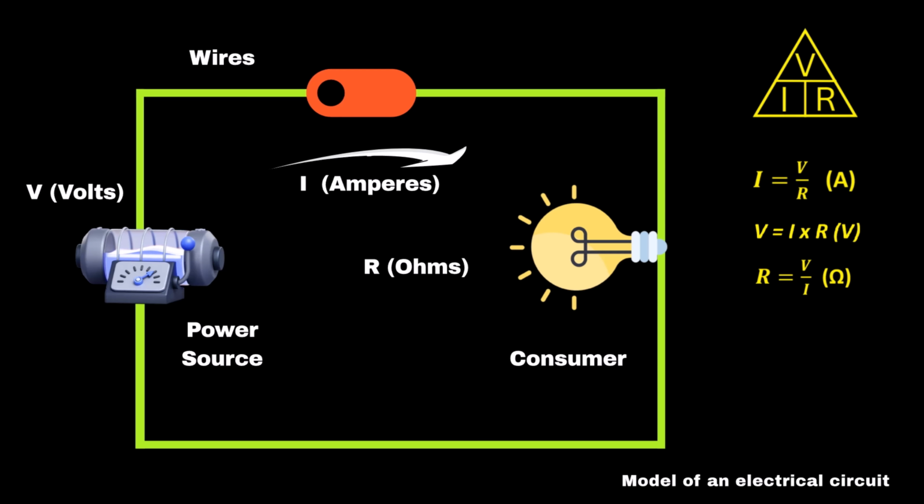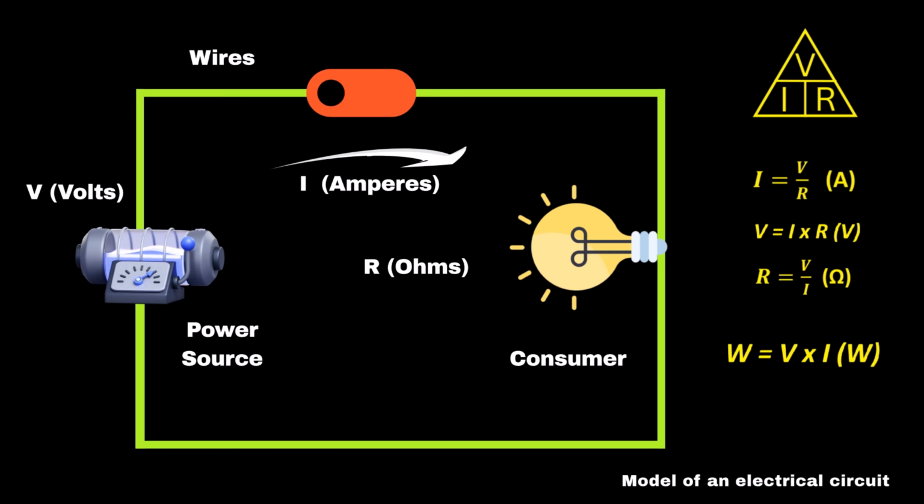Here you can see an easy way to express any of the elements. You simply put your finger on the quantity you want to know, and you see right away the relation between the other two. Then it comes the power. The power is measured in watts after the famous British inventor James Watt.